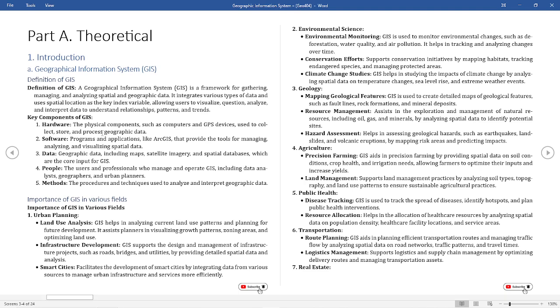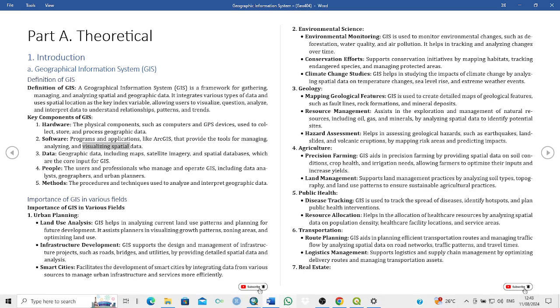So we need the hardware. As I said, there are some applications. So these are the softwares. If you have the laptop, you need ArcGIS. Not only ArcGIS, there are different softwares you can use like QGIS, which provide us the tool for managing, analyzing, and visualizing the geographical data.